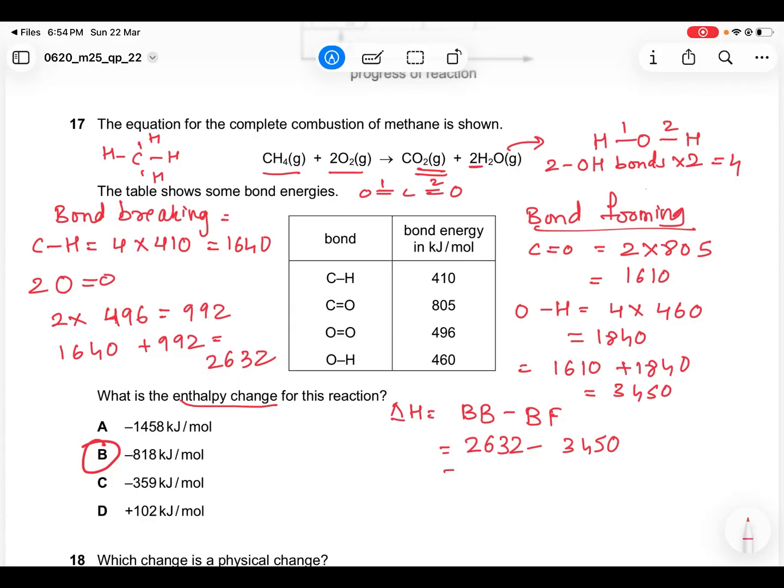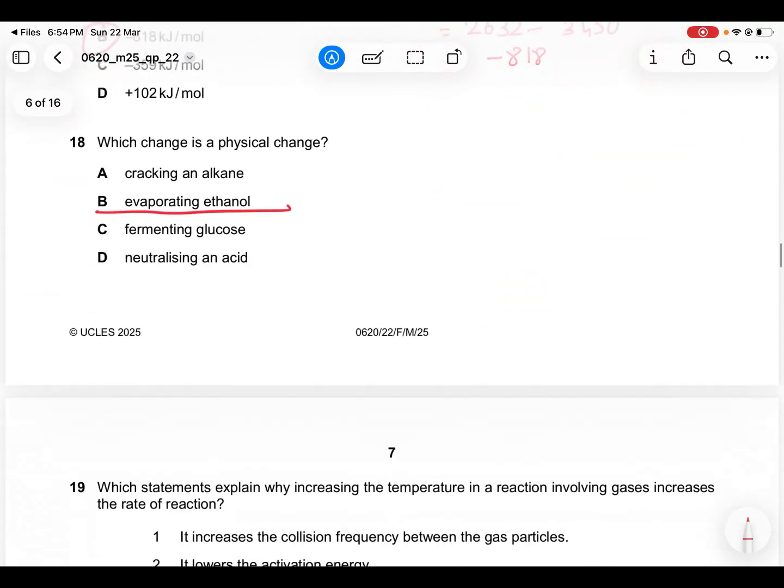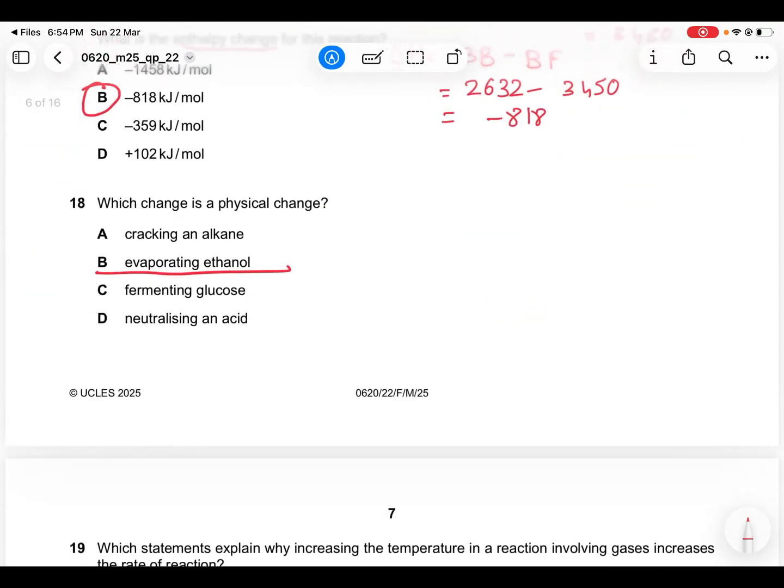Which gives me minus 818 kilojoules per mole. Next, which change is a physical change?